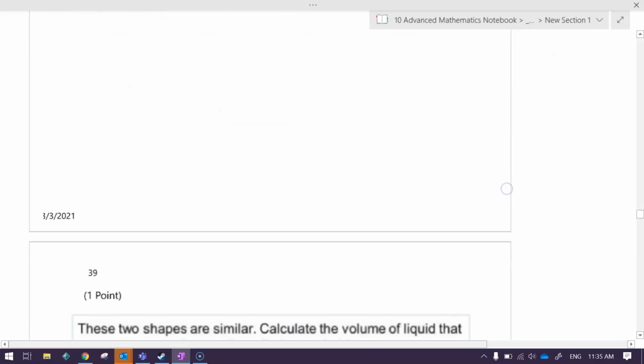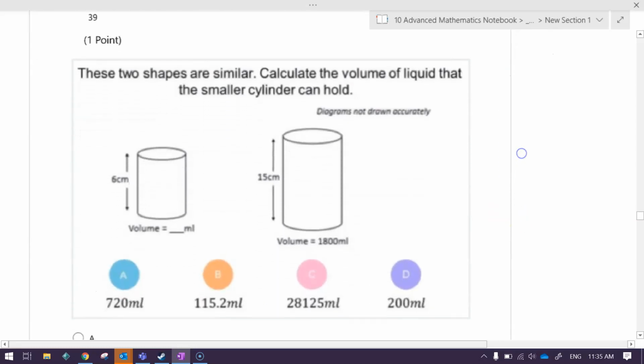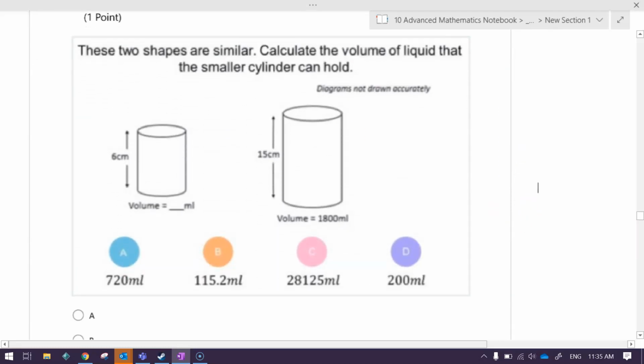All right, moving on to our next question. These two shapes are similar. Calculate the volume of liquid that the smaller cylinder can hold. First thing we want to do is find our scale factor to go from the smallest to the larger one. So I can do my scale factor equals the image or the enlarged one. In this case, 15 divided by the smaller one, 6. 15 over 6. You're either going to get 2.5 or 5 over 2. I don't really mind which way you want to think of it. Actually, I do mind. I prefer fractions, but it's okay.